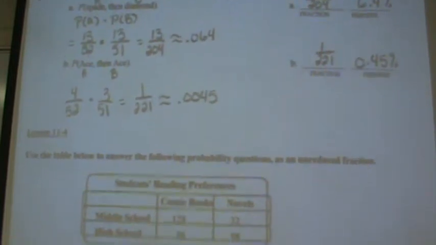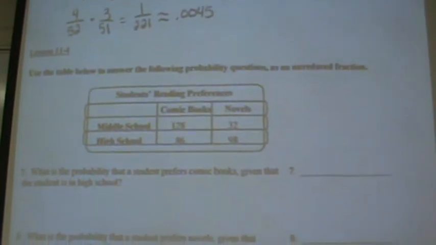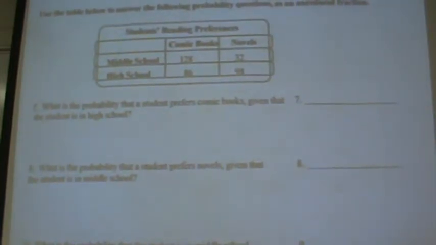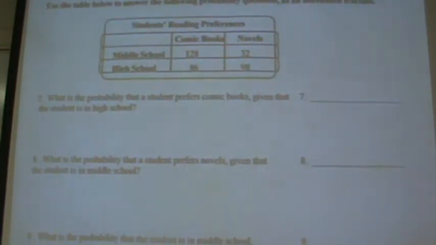And then our final section was 11.4. 11.4 dealt with conditional probability. And for 7 through 9, we're dealing with the table that we're given, and we need to find the probabilities as unreduced fractions.